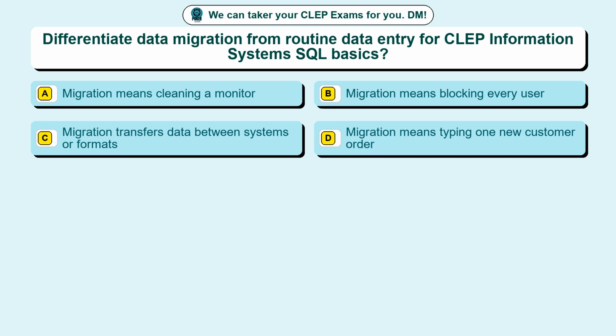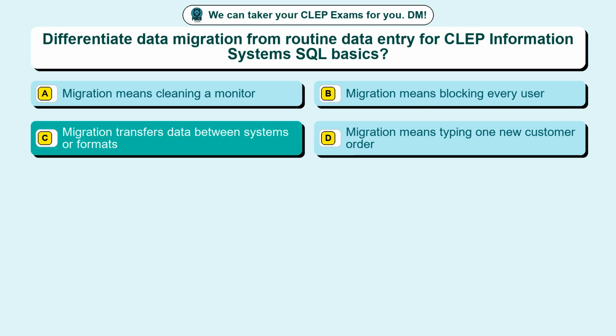Question 88. Differentiate data migration from routine data entry for CLEP Information Systems SQL Basics. Option A. Migration means cleaning a monitor. Option B. Migration means blocking every user. Option C. Migration transfers data between systems or formats. Option D. Migration means typing one new customer order. The correct answer is option C.